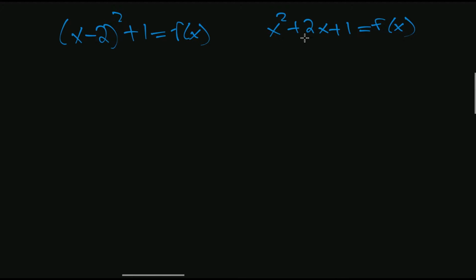You need to change this into vertex form. If it's not a perfect square, you need to complete the square and then change it into this. I have a video on that. So we're going to just look at examples where our quadratic equation is in vertex form.